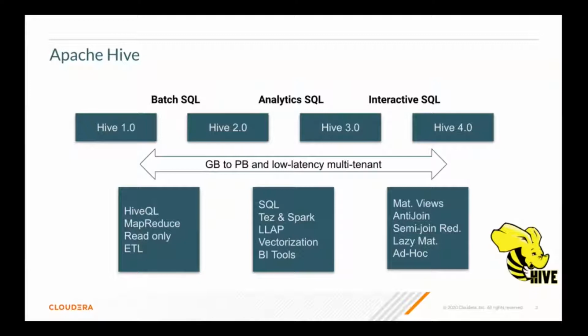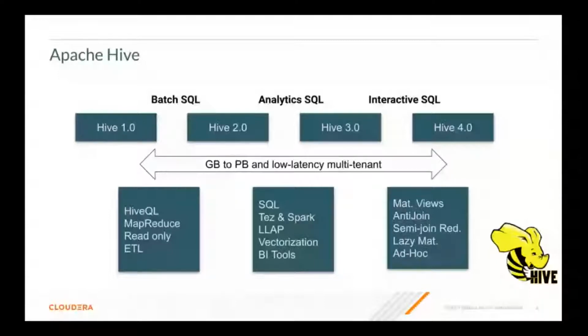So we're currently on the fourth version of Hive, Hive 4, and the community introduced a number of extra compiler and runtime optimizations to even further improve its efficiency, such as materialized view rewriting, anti-join support, semi-join reduction, and lazy materialization. And those last two optimizations are the focus of today's presentation.